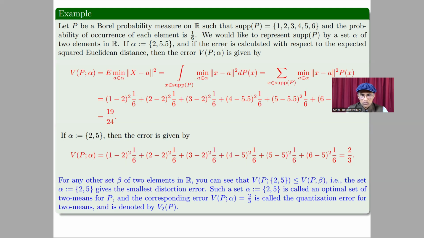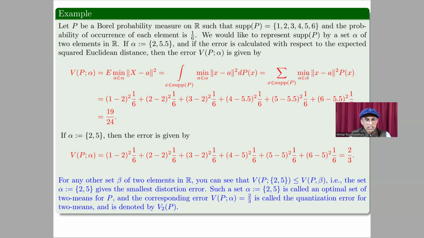Now, there will be some error, of course, because you are going to represent these 6 elements by 2 elements only. If the error is calculated with respect to the expected squared Euclidean distance, then the error V_P(alpha) is given by, remember, the variance which occurs in statistics and probability. So the variance formula is this one. In the continuous case, this expression means this one. And in the case of discrete, we use this formula.